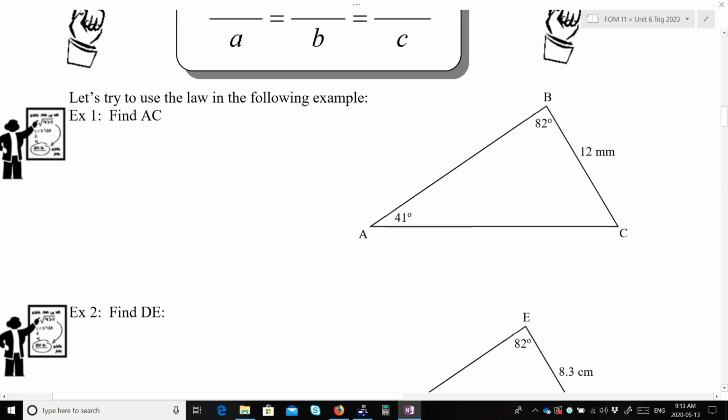Alright, so let's try to use the sine law in the following example. It wants us to find AC, which is this side right here. And notice that that is across from the capital letter B, so we'll label that as little b, and that's what we want to find. And notice that we have angle A here, so across from capital A, this is going to be little a.